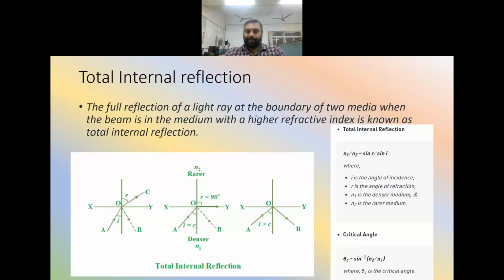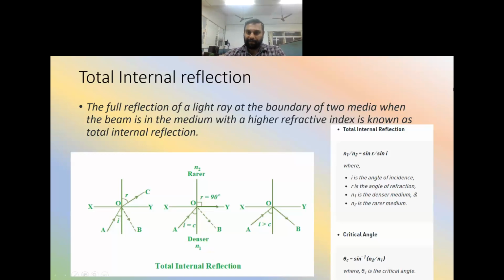Total internal reflection is the main concept in optical fiber communication. The full reflection of a light ray at the boundary of two media, when the beam is incident from the higher refractive index medium, is called total internal reflection. In the figure, A is the incident ray, B is the reflected ray, and I is the angle of incidence. When this angle of incidence is greater than the critical angle, the wave will be reflected back into the same medium. The critical angle is the angle of incidence at which the refracted angle is equal to 90 degrees. That is what is shown in the second figure.